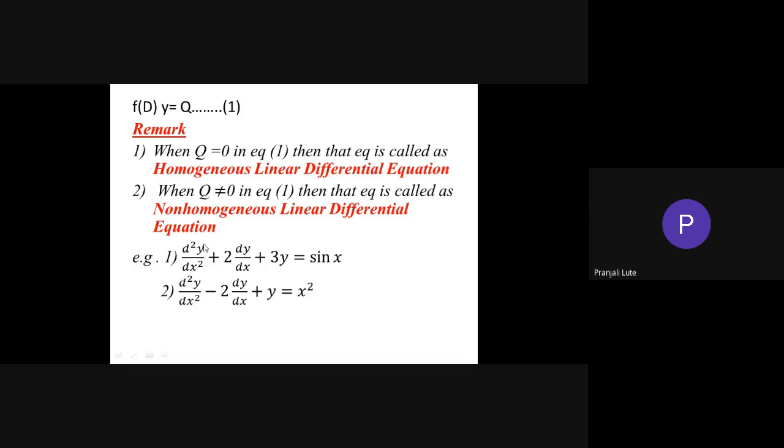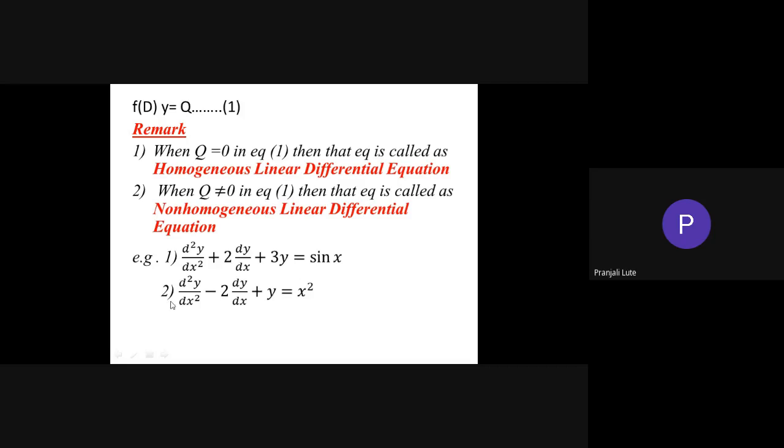What is the degree? I already told you what the degree is. Degree means the power of the highest derivative. The power of the highest derivative is called the degree. So what is the degree of this differential equation? 1. And here the coefficients are constant. That's why we call this equation a linear differential equation with constant coefficients.